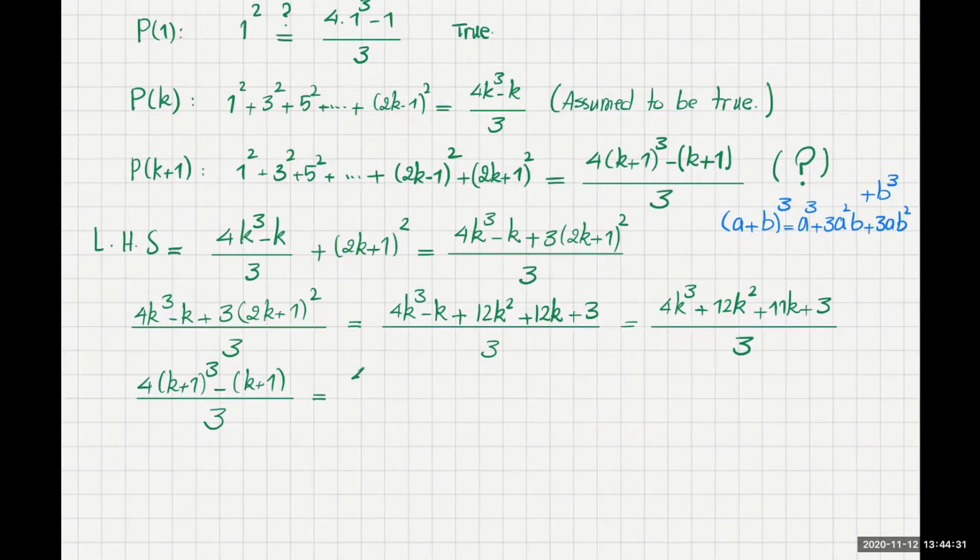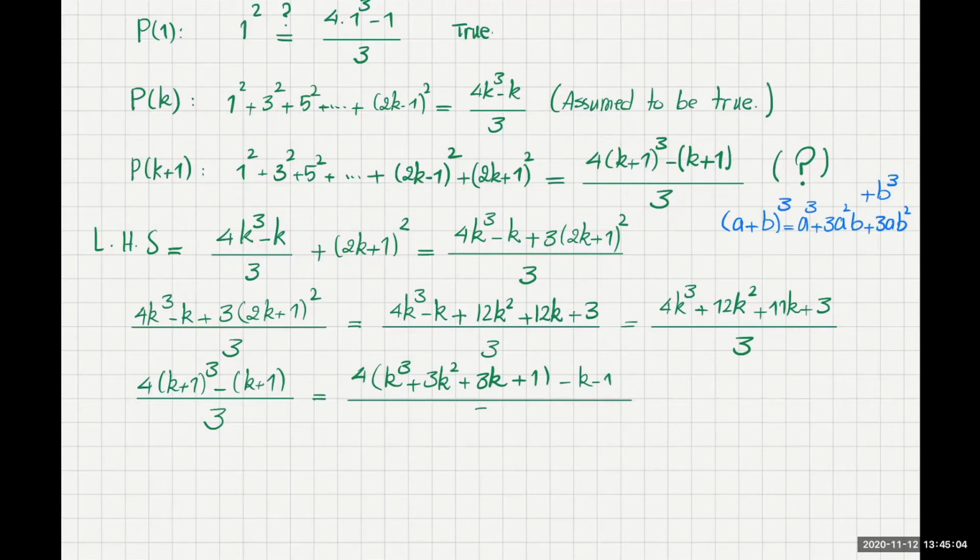It becomes 4. (k plus 1)^3 becomes the first one to the 3 plus 3 times the first one to the 2 multiplied by the second one, but second one is 1, so no problem about that. Then I will have 3 times the first one times the second one to the 2. Second one to the 2 is just simply 1, so no problem here. And then the second one to the 3 is 1. And then I have minus, I open the pair of brackets, it becomes minus k minus 1.